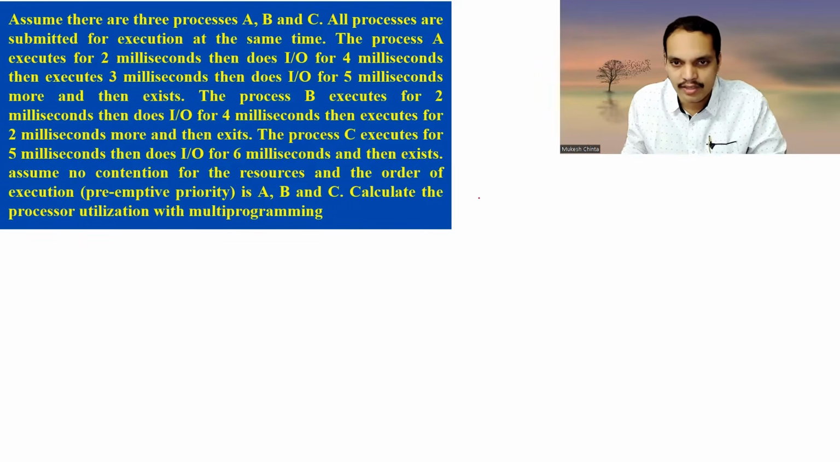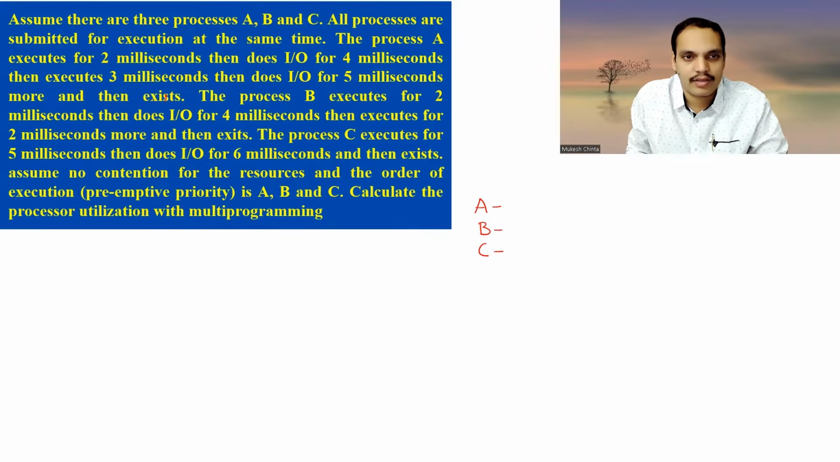Let me write these three things down so that we can get a better understanding. There are three processes, A, B, and C. What about process A? It says exits, not exists. So process A executes for 2 milliseconds. It does CPU execution for 2 milliseconds, and after that it does IO for 4 milliseconds. And after that, it executes once again for 3 milliseconds, and after that it does IO for 5 milliseconds.